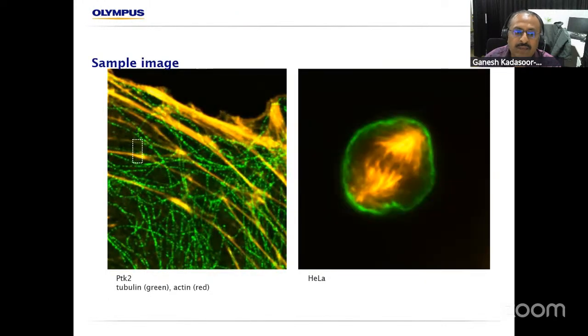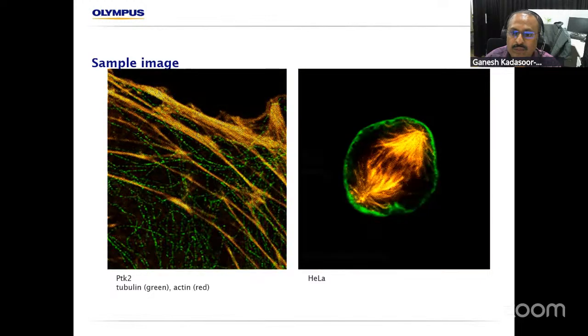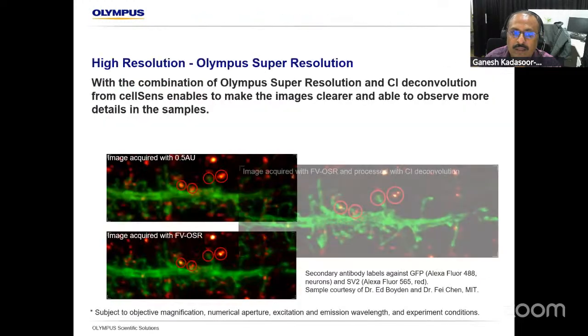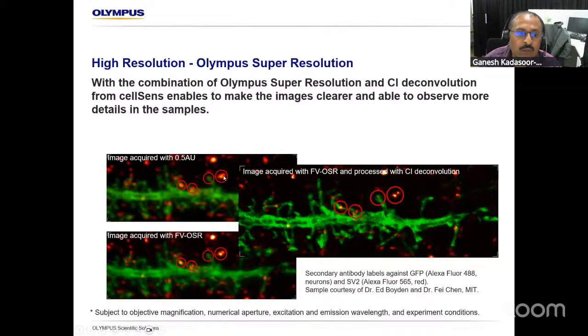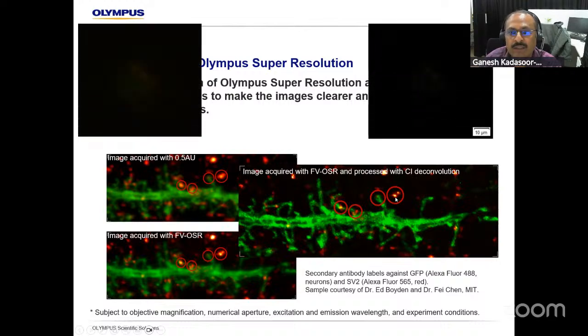See here, this is the conventional microscopy, and this is the super resolution microscope. See here, this looks like only one dot in the conventional confocal microscope. When you switch over to super resolution, it is actually two dots. It can be resolved better. This is a pollen grain which is imaged.